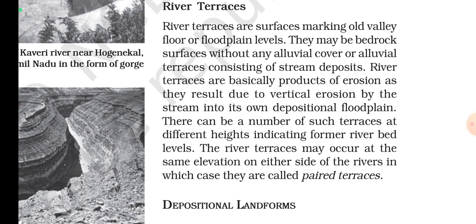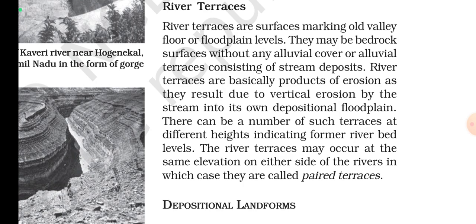Now, river terraces are surfaces marking old valley floor or flood plain levels. They may be bedrock surfaces without an alluvial cover or alluvial terraces consisting of stream deposits. River terraces are basically products of erosion as they result due to vertical erosion by the stream into its own depositional floodplain. There can be a number of such terraces at different heights indicating former riverbed levels.